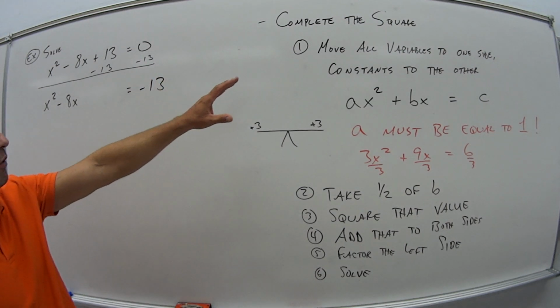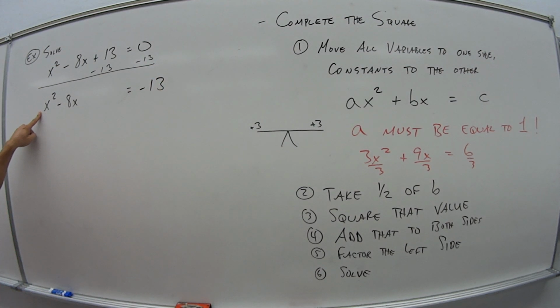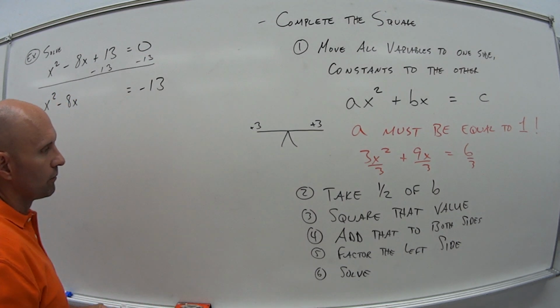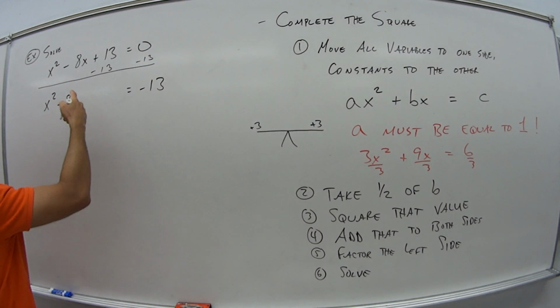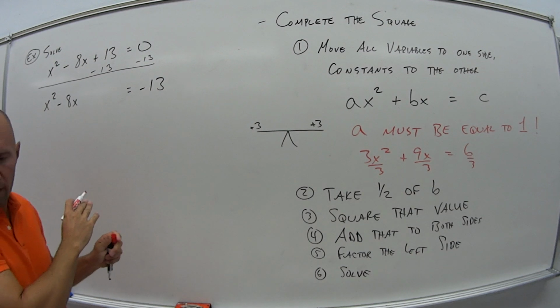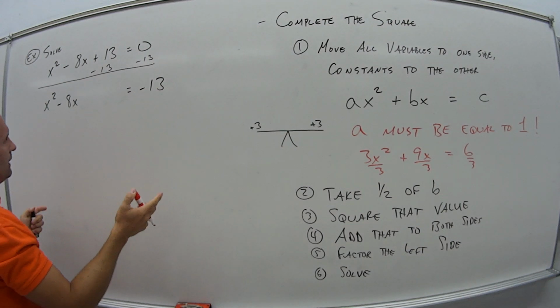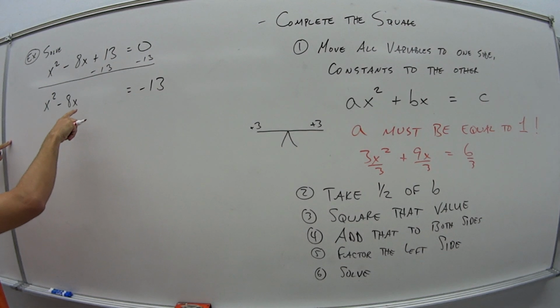So that was step 1. My a is already 1, so I'm okay there. So now, step 2, take half of b. So I'm going to put my work over on the side here so that I can keep track of it, so if something doesn't work out later, I can go back and see did I mess something up.